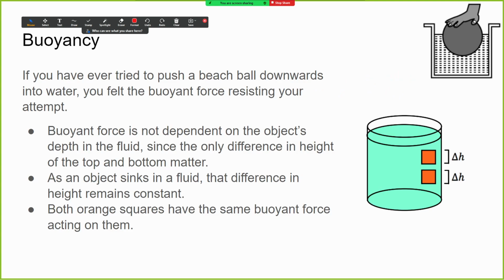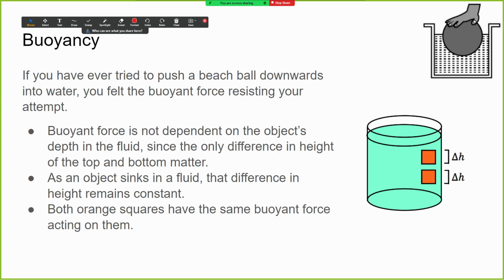So buoyancy. If you've ever been in a pool and you try to push a beach ball downwards into the water, you feel that buoyant force resisting your attempt. So the buoyant force itself is not going to be dependent on the object's depth in the fluid, since the only difference in height of the top and bottom is actually going to matter. So where it is in the fluid does not matter. It's the difference in height that matters.